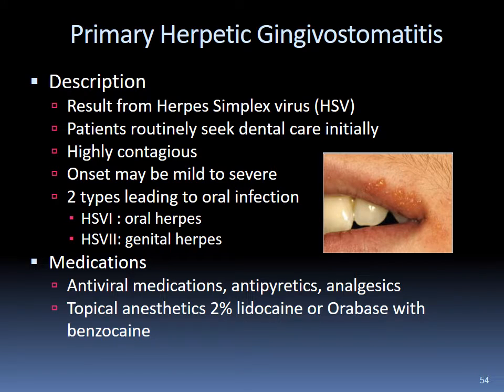Primary herpetic gingivostomatitis is a disease resulting from the herpes simplex virus. Patients routinely seek dental care due to the pain involved. The disease is highly contagious and onset can be mild to severe. Two types of oral infections lead to this disease. They are oral herpes and genital herpes. Medications include antiviral drugs, antipyretics, and analgesics. Over-the-counter medications include topical lidocaine or Orabase. Let's watch the following video on this disease.